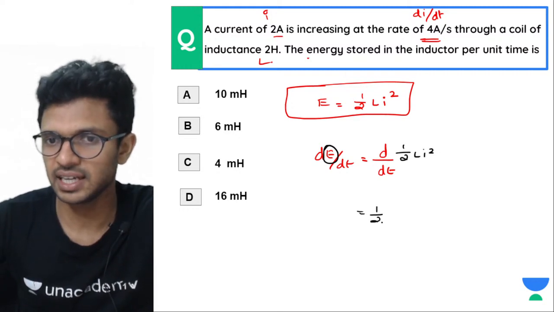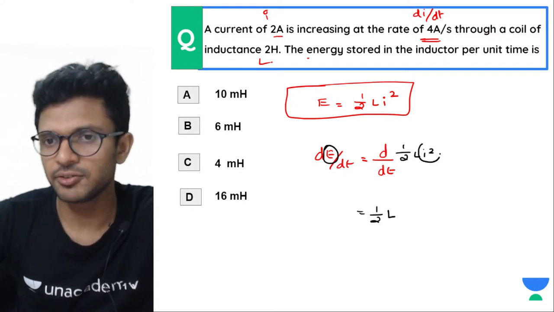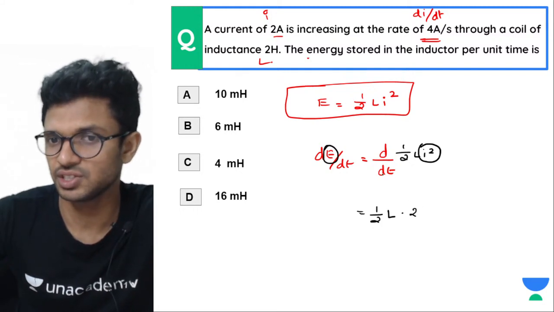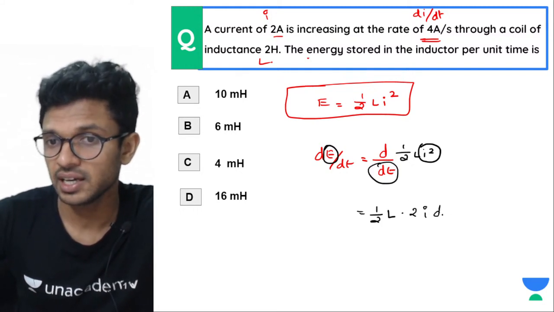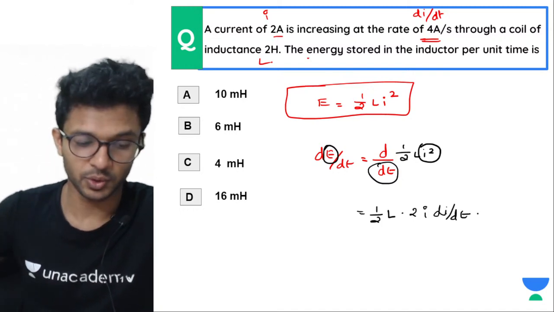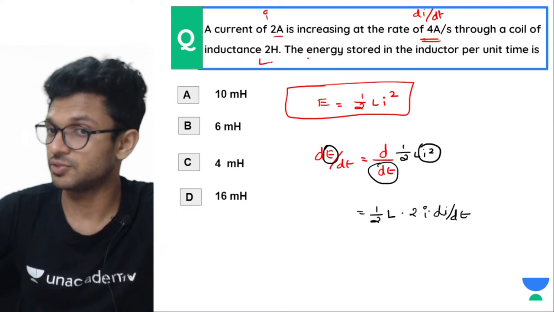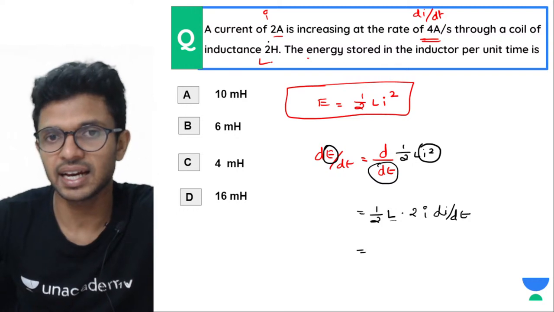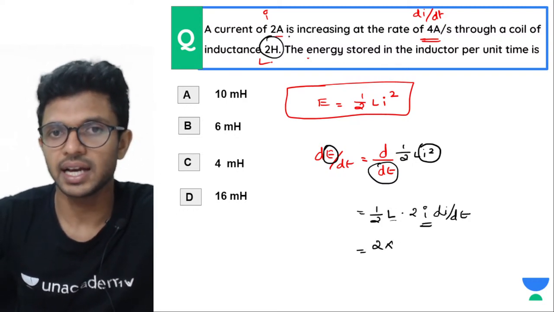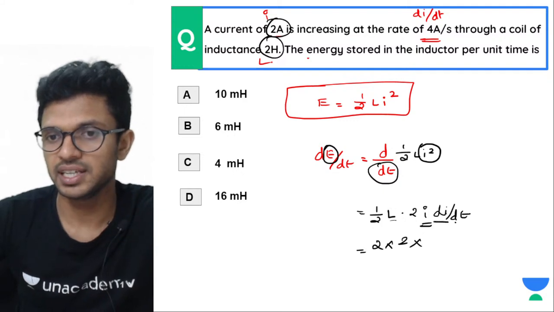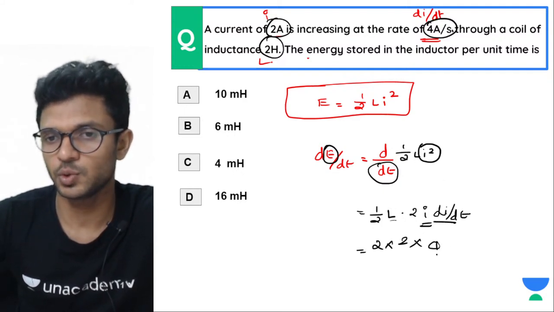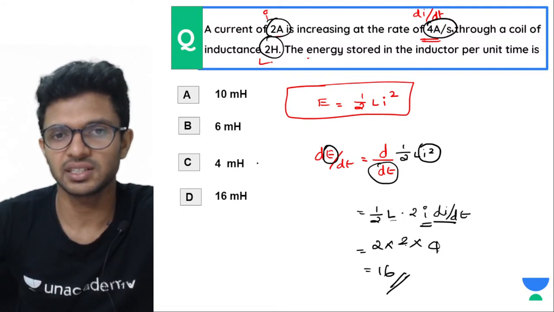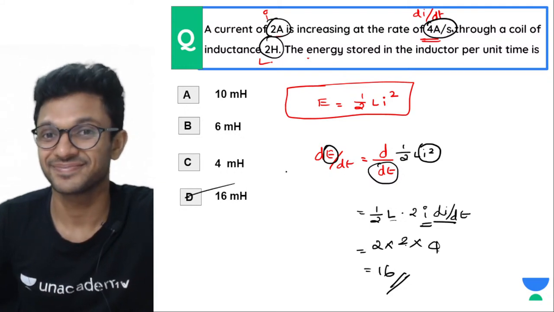What all are constant? Take it outside, half L. Differentiate I square. You are all very well aware of differentiation. I square differentiated with respect to time is 2I into di by dt. I hope there are no doubts at all. Because I is a function of time, di by dt has to be there. Half and 2 cancel. What remains? L, whose value is 2. I, whose value is again 2. Di by dt, the rate at which the current changes, is 4. 4 twos are 8, 2 twos are 16. So that's it. 16. Mil gaya.